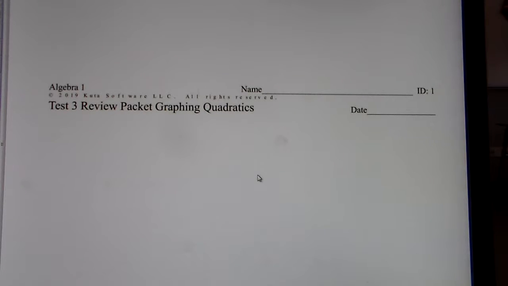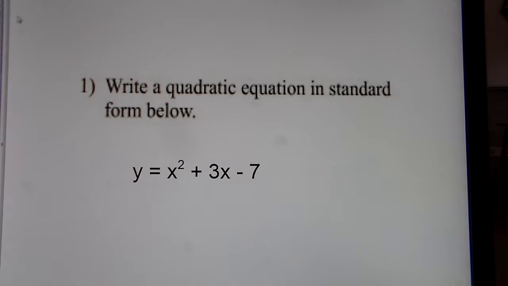All right, ladies and gentlemen, this is the Test 3 review packet, graphing quadratics for Unit 3. We're going to go through every single problem here, make sure you feel nice and comfortable with it. Problem number 1 of your review packet says, write the quadratic equation in standard form below.